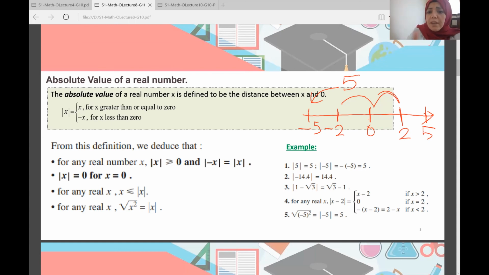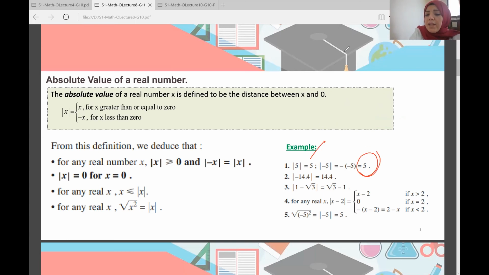So if you look at this, absolute of 5, it's 5. Absolute of minus 5, it's 5. It should have a positive value.